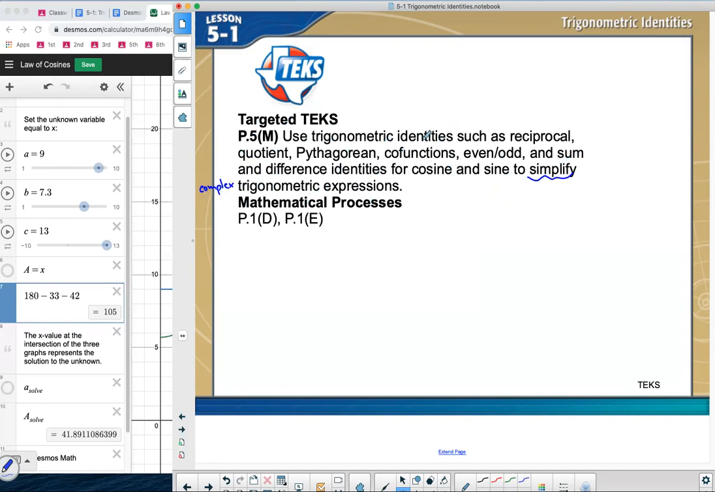We will use identities to simplify. The identities are reciprocal, quotient, Pythagorean, cofunctions, even, odd, sum and difference. There's also multiple angle. There's a few more, but we will simplify trigonometric expressions, complex trigonometric functions.